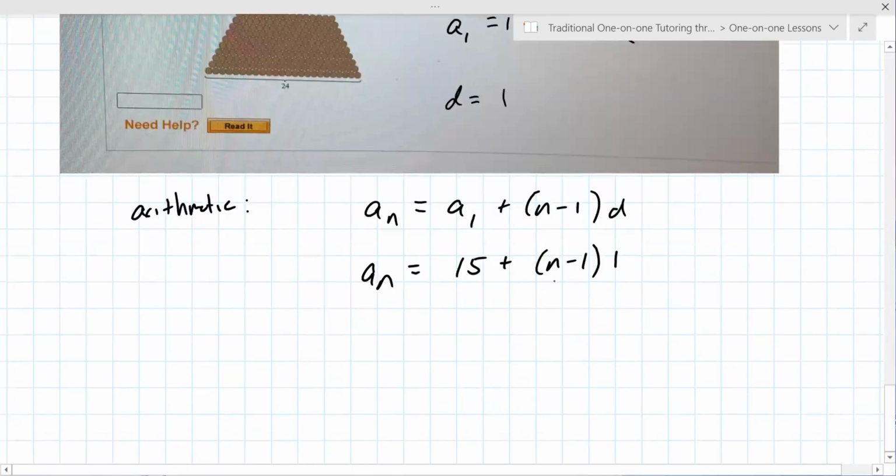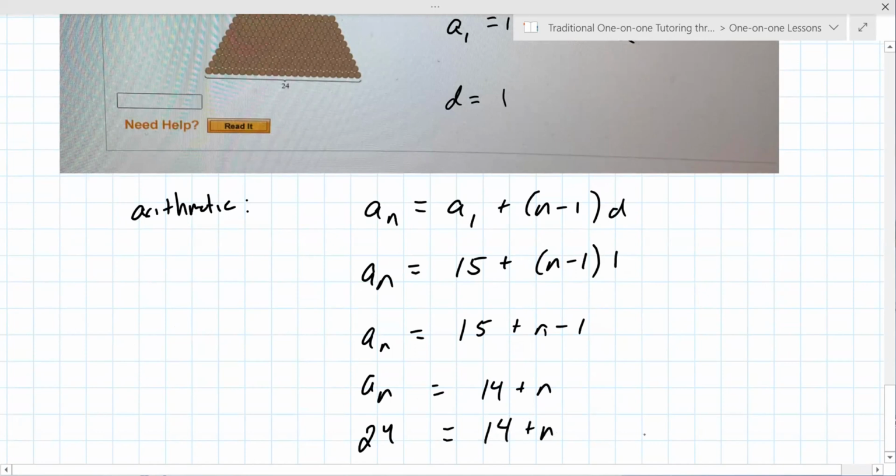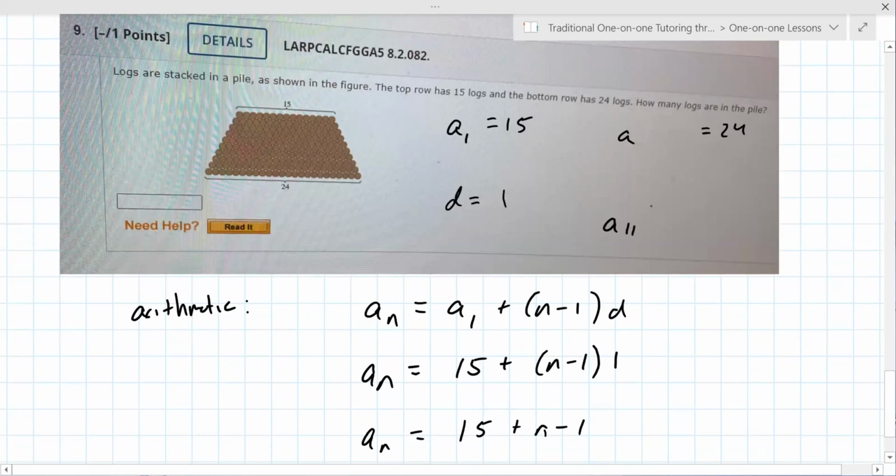Okay, so just with a little work here, we can see that a_n equals 15 plus n minus 1, or 14 plus n. Now you know that there's 24 in the last one, so 14 plus n means that n is 11. So we know that a sub 1 is 15, a sub 11 is 24. But that's not what we want here.